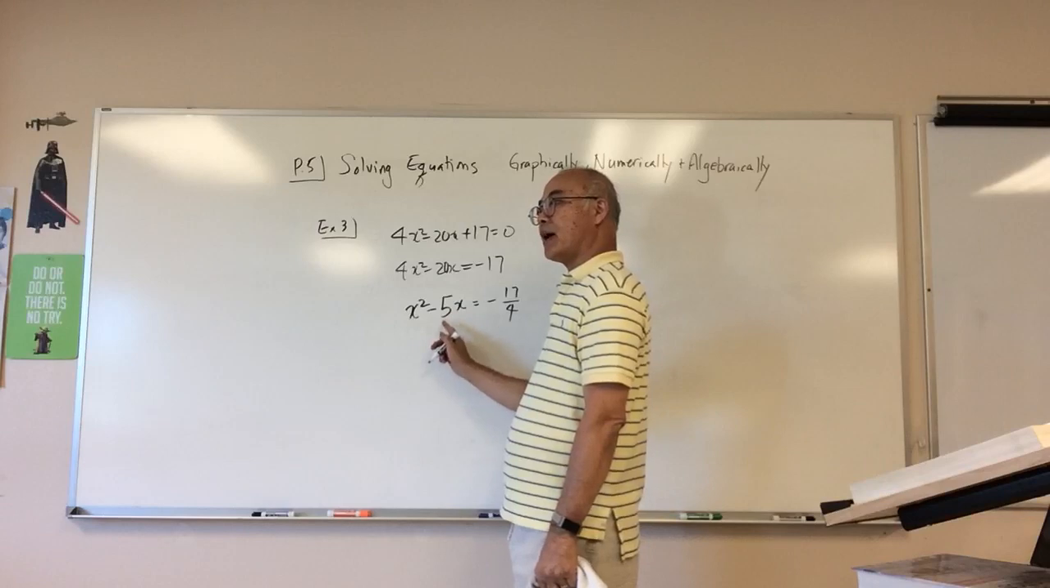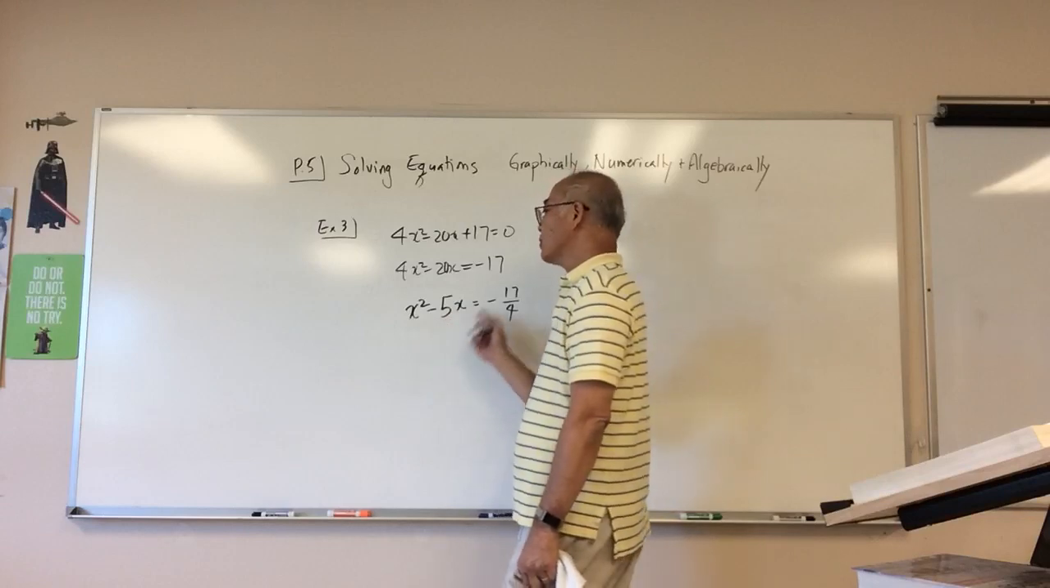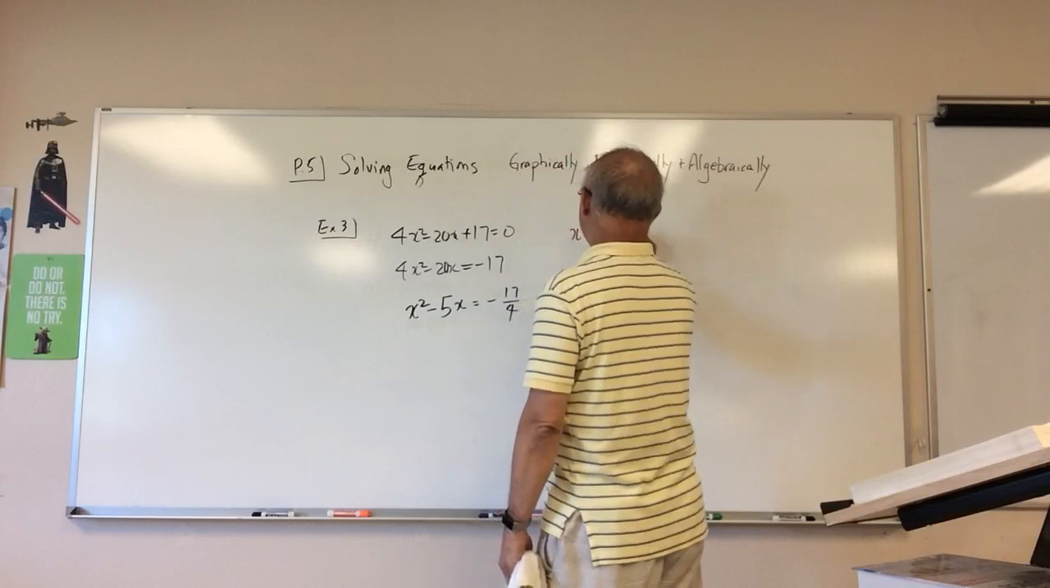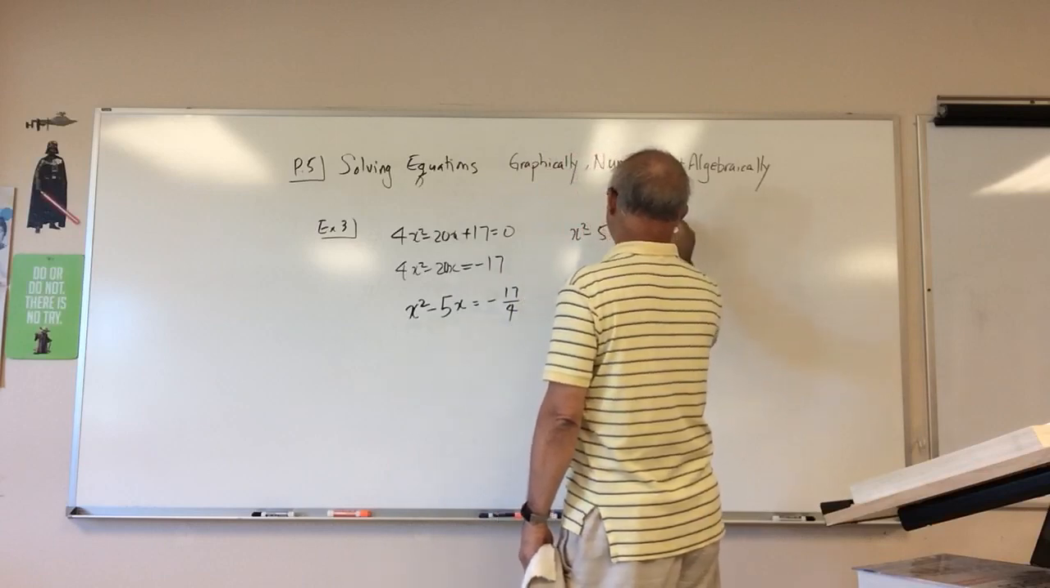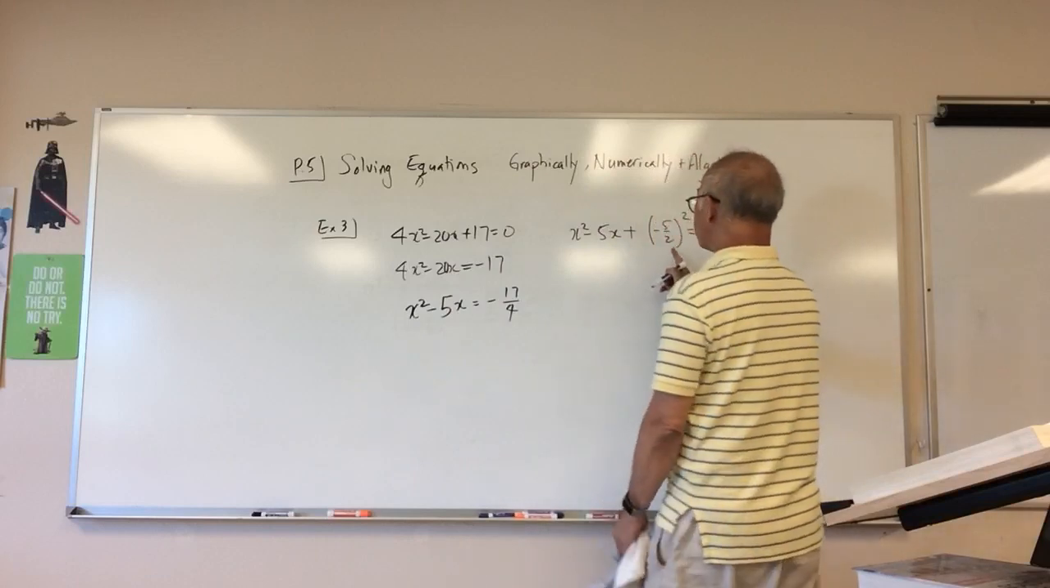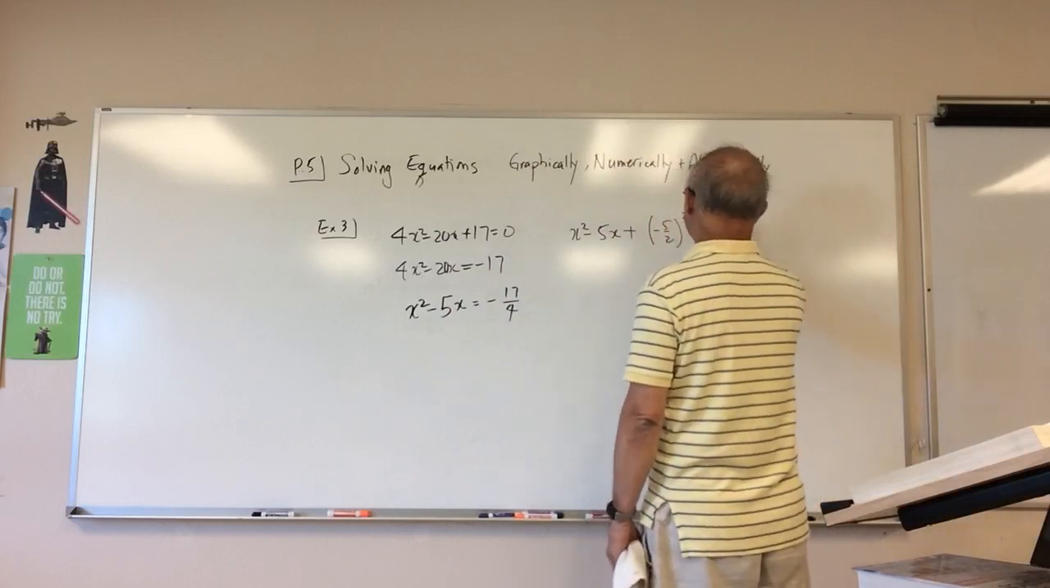So I have to divide that by 2 and then square it. And that's what I'm going to add on both sides. So I'm going to get x squared minus 5x. I'm going to add this guy on this side. Since I'm going to add this guy on this side, I have to add it on this side too.